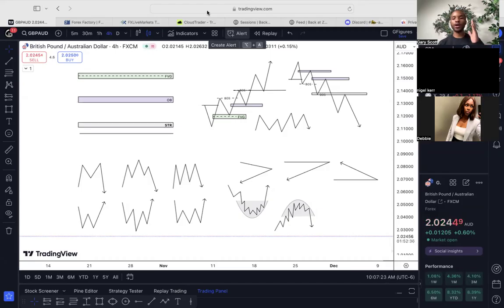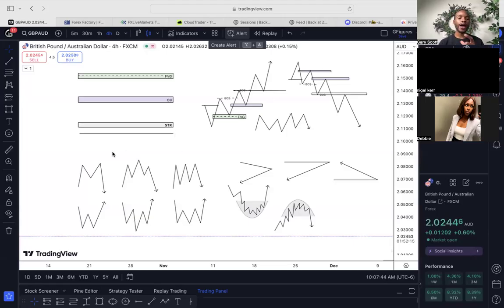Then you have three areas of value. You have a fair value gap, you have an order block, and then you also have a structure level. All right. Those are your three areas of value. That's where you want to take your entries from, when it gives you your candlestick confirmation pattern from that level.